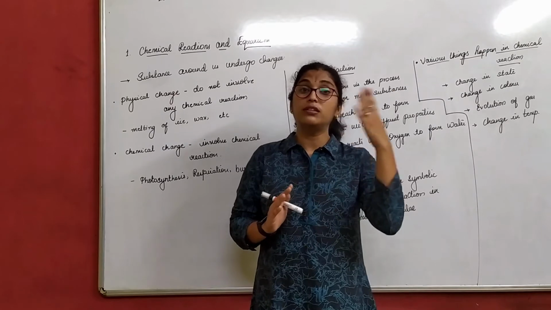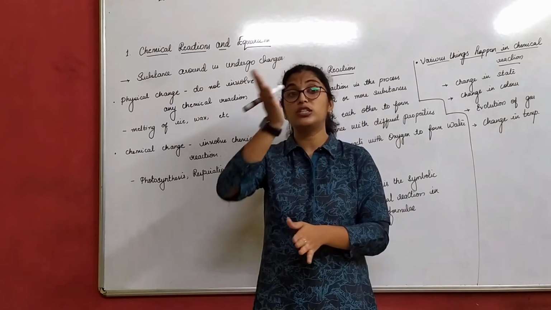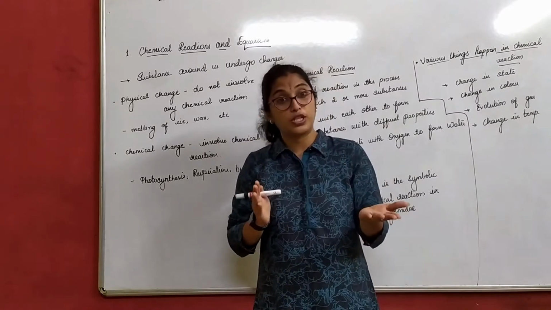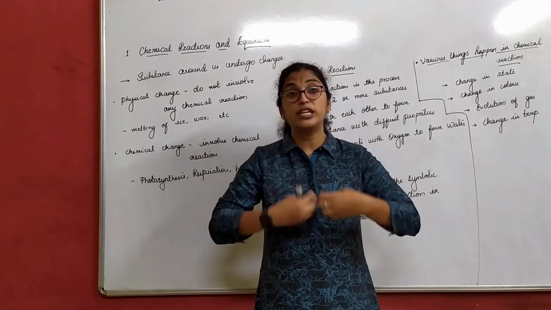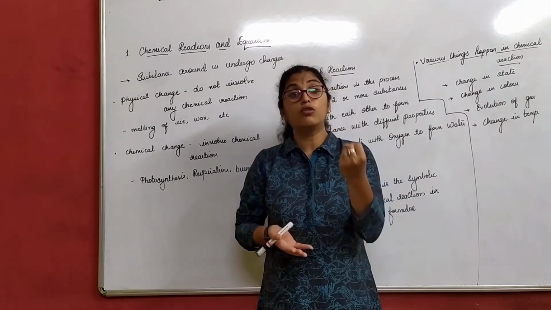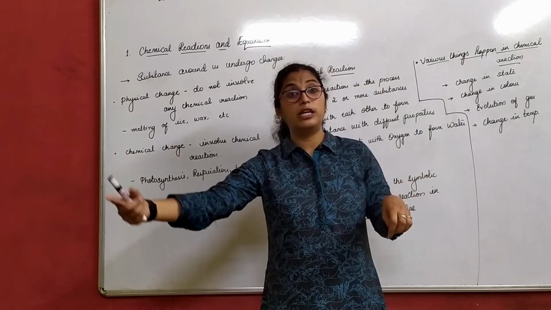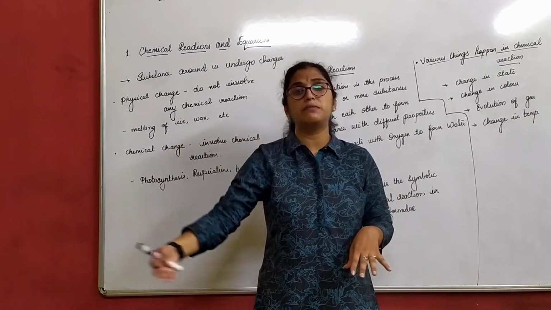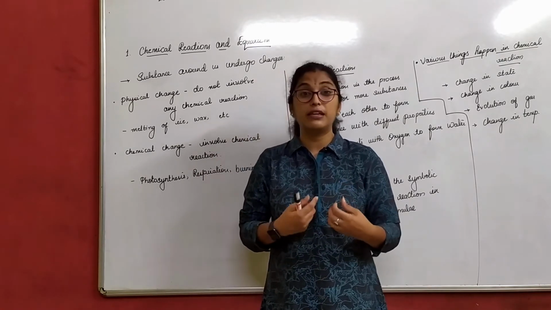Correct? Respiration. We understood about respiration and photosynthesis. Respiration is the opposite process of photosynthesis. What happens in respiration? Energy is required to break down the food molecule, correct? Glucose is broken down in the presence of oxygen, and carbon dioxide, water, and an enormous amount of energy are released. So these are all chemical changes.